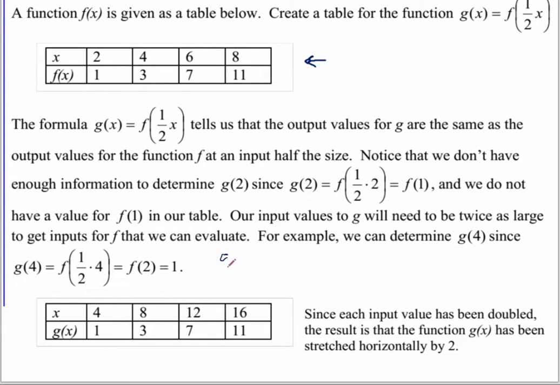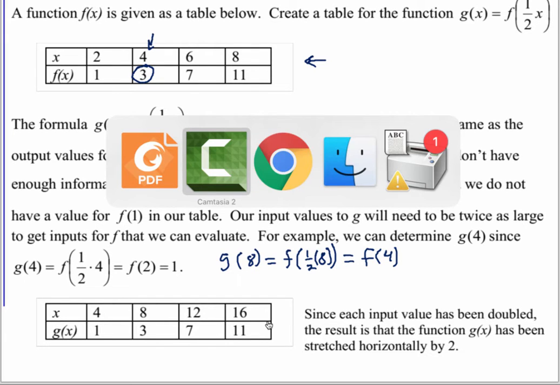And so similarly, g of 8 would be equal to what? Well, that's f of 1/2 times 8, because notice that's my x value, right? Which is equal to what? Well, that's equal to f of 4. And back up here in this table, we notice that f of 4 is defined. f of 4 is equal to 3. Okay, let's go put those points onto Desmos.